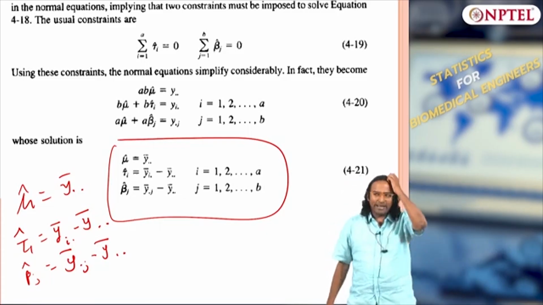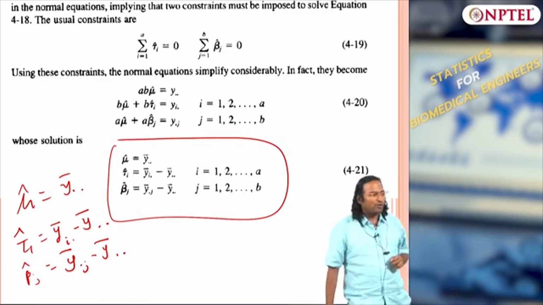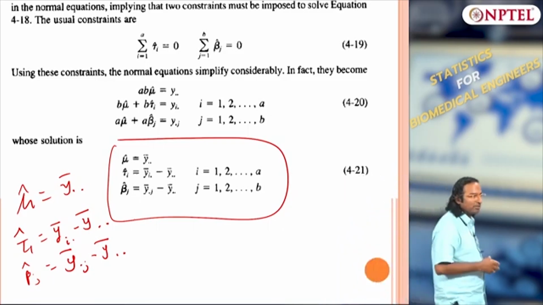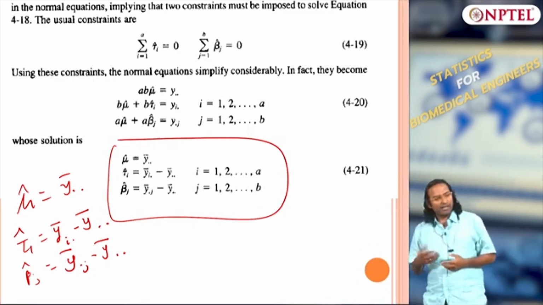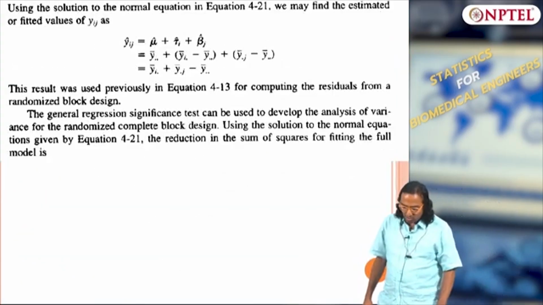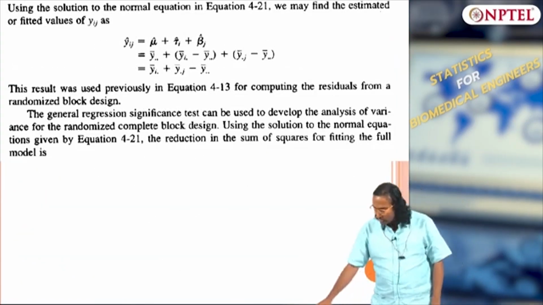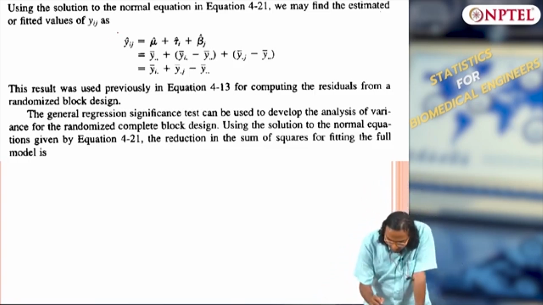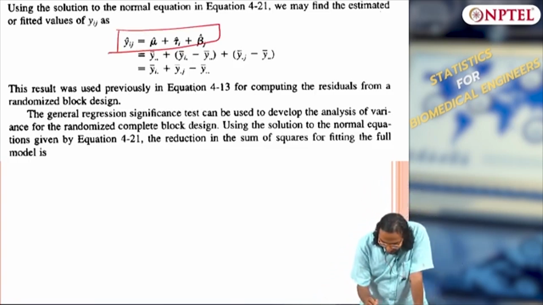So now what is pending? We need to derive the equations for sum squared error, mean squared error, mean square treatment and mean square blocks. So exactly like last time, we can do all of this. Your model prediction, y ij hat, is mu hat plus tau i hat plus beta j hat. You can replace the estimates.